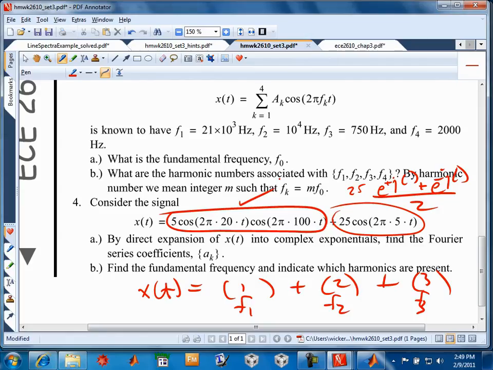Anybody else agree? Okay, I saw 1 thumbs up. How about a show of hands? How many people think it's 6? Okay. Why don't you think it's 6? Isn't there another one at 0? A DC term? Yeah.